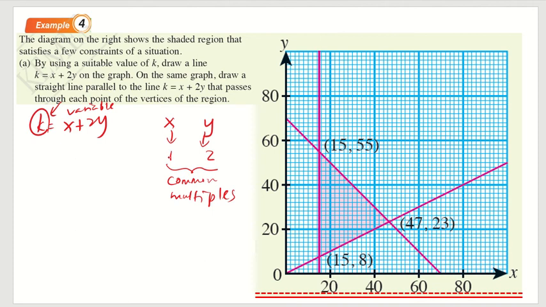So for example, if I choose K equal to 2, then 2 equals x plus 2y. Now your x, your y, what values do you get? x equals 0, y equals 1. Then y equals 0, x equals 2. Correct or not?